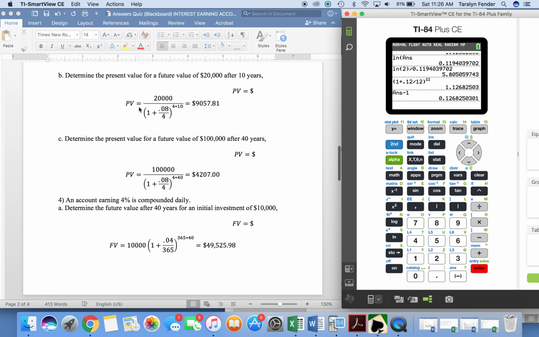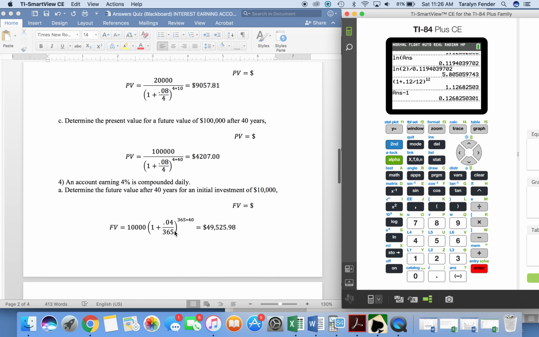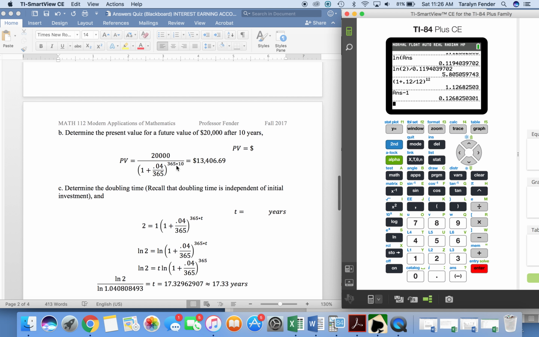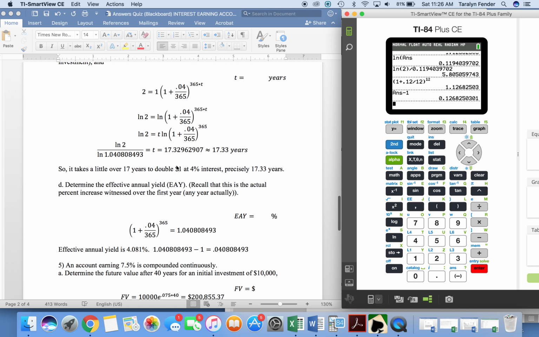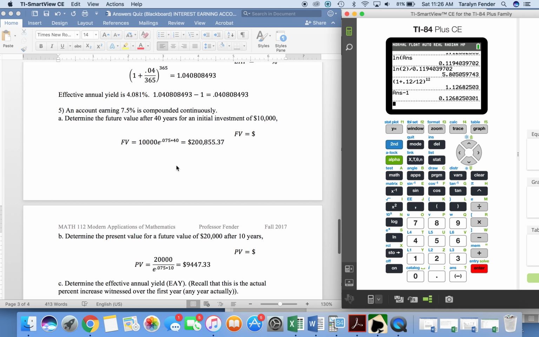All of these you do exactly the same way. Notice that this is compounded quarterly, so this is 4. 4 times 10. Compounded daily would be 365, 4% at 365. Compounded 365, and you do all of these exactly the same way. Continuously is a little bit different.